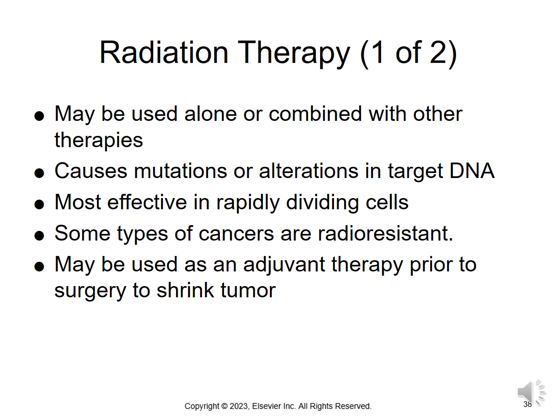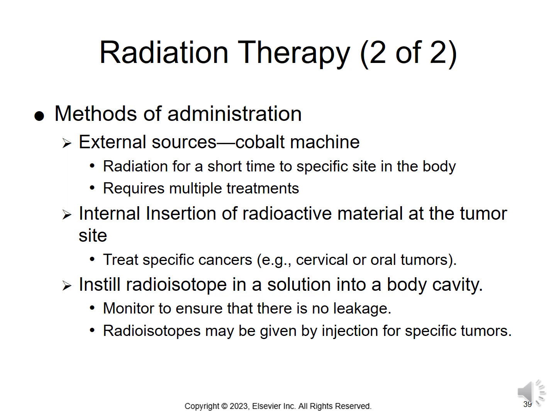Some types of cancer are radioresistant or unresponsive to radiation. Radiation can be used before surgery to shrink a tumor or destroy loose surface cells, or it may begin after healing of the surgical site. It may be used as an adjuvant therapy prior to surgery to help shrink the tumor. External sources, such as a cobalt machine, help deliver radiation for short periods to a certain site in the body. No radiation remains in the body after treatment.